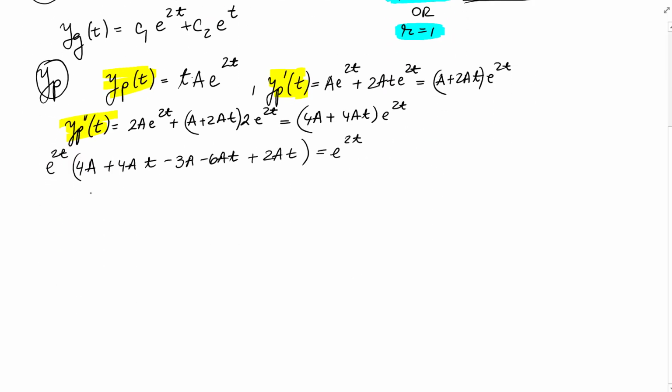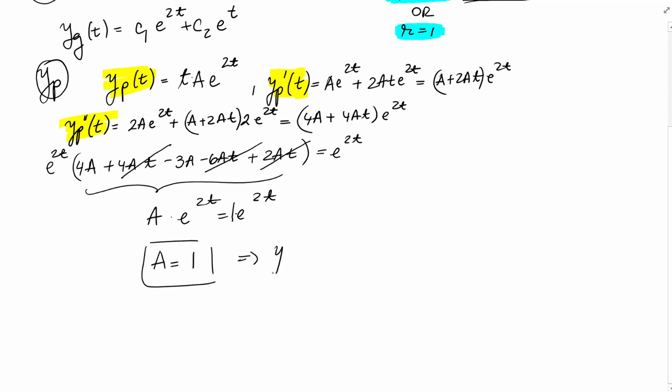So, let's add some like terms here. So I have 4at plus 2at minus 6at, that's 0. And I end up with 4a minus 3a, which is a. So a times e to 2t equals e to 2t. Or in other words, a equals 1, or we divide by e to 2t on both sides and we get a equals 1. So a equals 1, which means the particular solution is equal to t e to 2t.